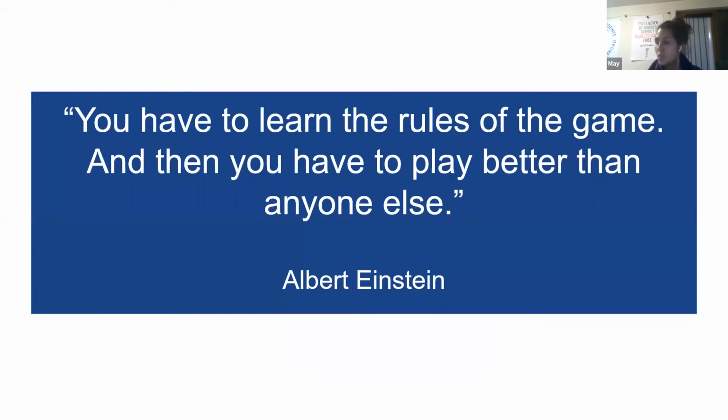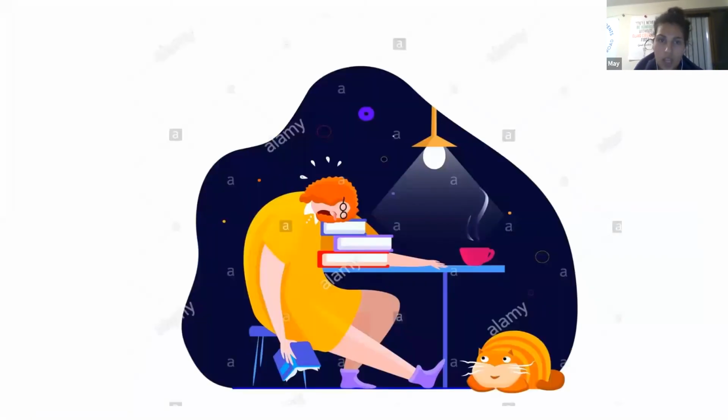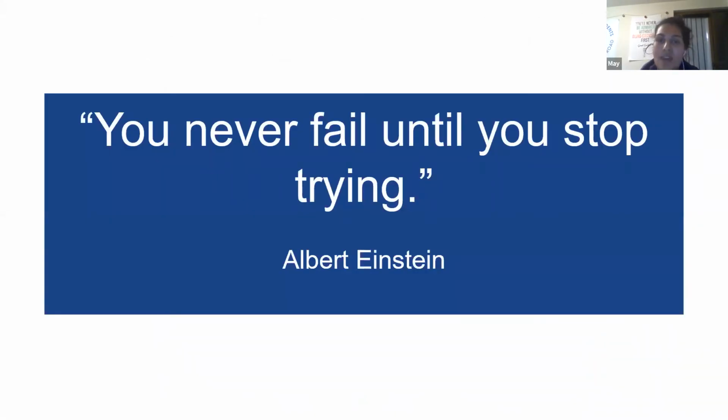A famous quotation from Albert Einstein I like to choose: you have to learn the rules of the game and then you have to play better than anyone else. I think this is very relevant because there will be so many candidates applying to Silesia University, and you want to stand out as a candidate. You want to show the examiner that you know all the details for that specific subject, and you want to give them a lasting impression. One thing we have to remember is that you never fail until you stop trying. Again, from Albert Einstein.